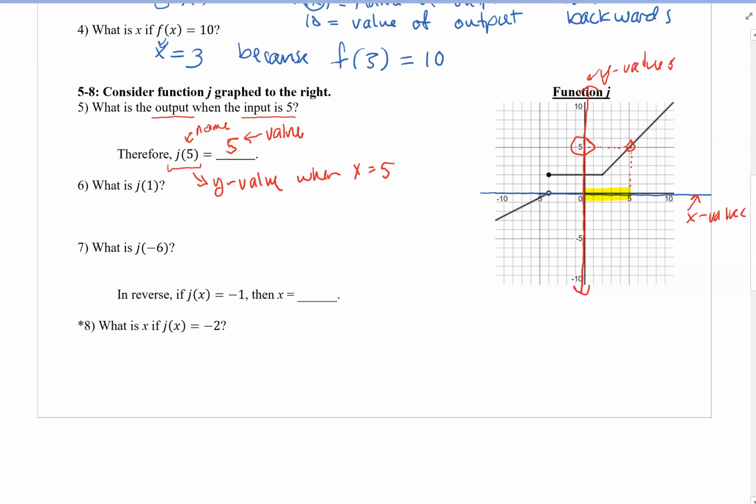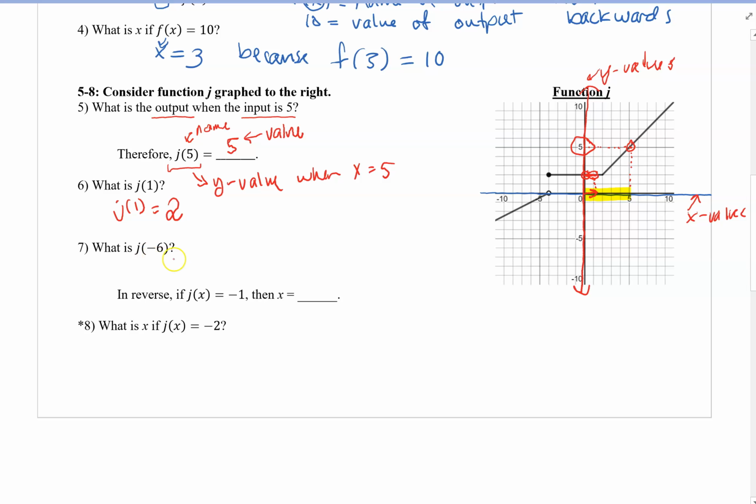Okay, so then what is j of 1? Well, similar process. You have to go over to 1 on your x-axis and then follow that up to where the graph is to see, okay, that's the point on the graph where the x is 1, so what's the output there? You follow it back to the vertical axis. Oh, it looks like that output was 2. So j of 1 is the name of our answer, and then 2 is the value for our answer.